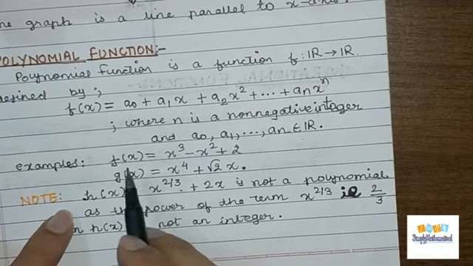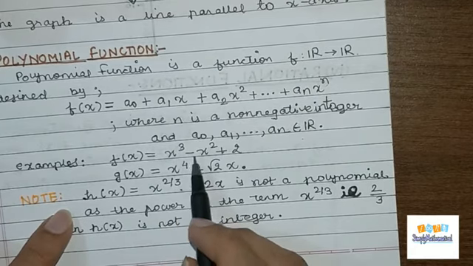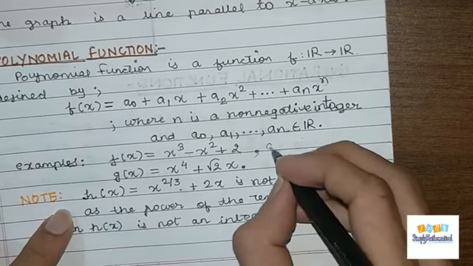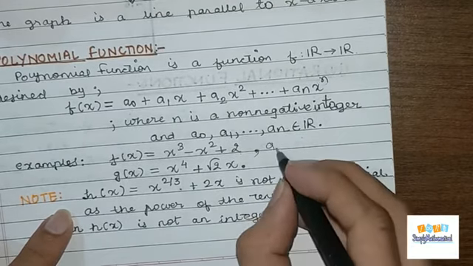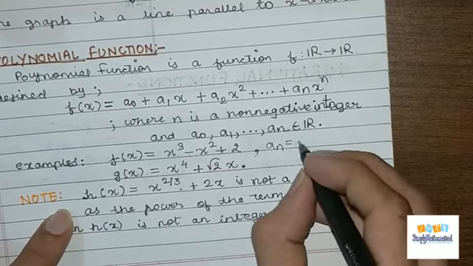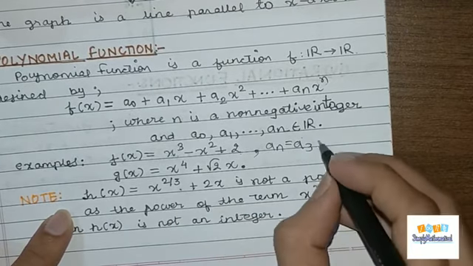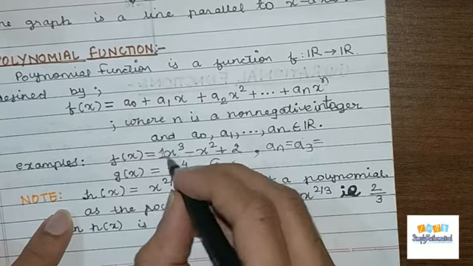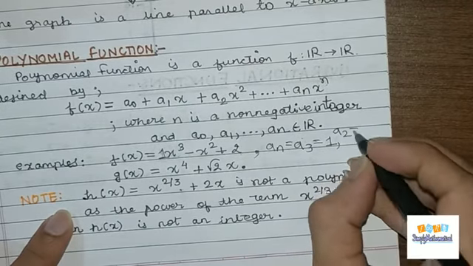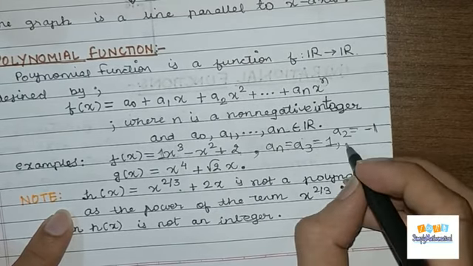Now for example, you can have a function f(x) = x³ - x² + 2. So what is an in this case? an will be equal to a3. When it is xⁿ, you have an, so when it is x³, you will have a3. That is 1. Then also you have a2. a2 is -1. What about a1?